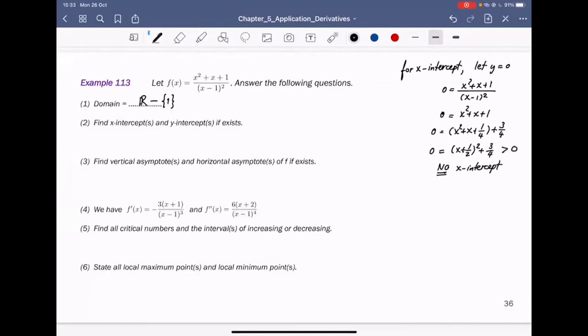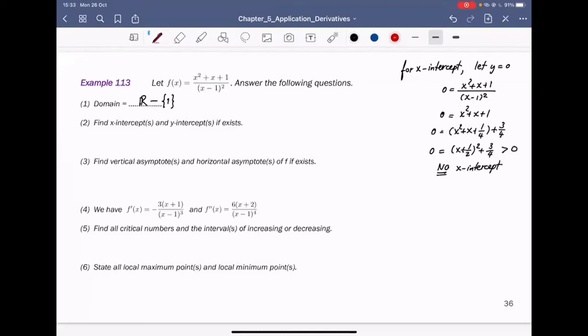Well, you can say that x squared plus x plus 1 equal to 0 has no real roots. So that's the same thing. If you use the formula, you can see that you cannot solve for real number x. So the solution is going to be complex numbers. So anyway, no x-intercept.